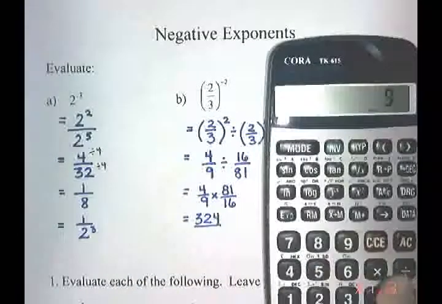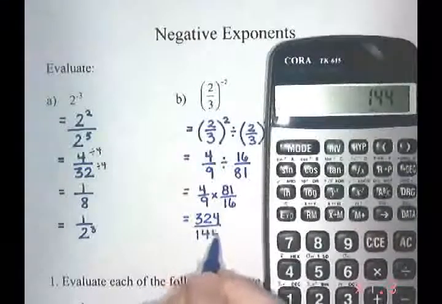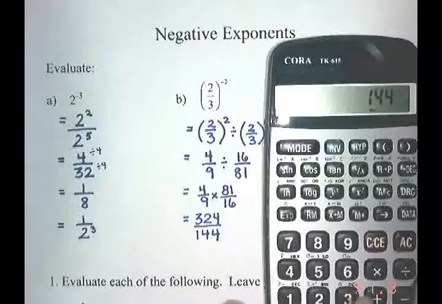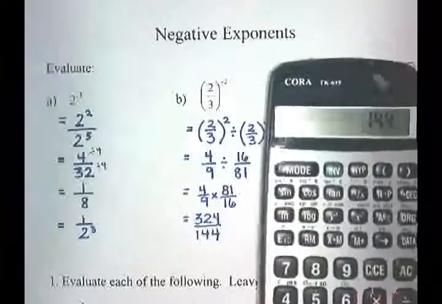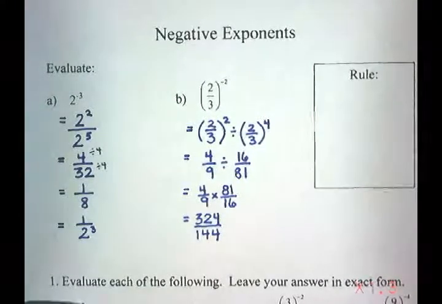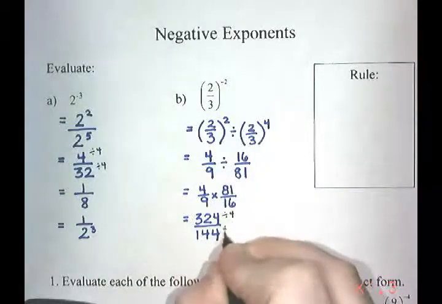And 9 times 16 is 144. So what I want to do is see if that will reduce at all. I notice that they're both even numbers, and if I try dividing them by 4, they both actually do divide by 4. So I'm going to start by doing that. I'm going to divide the top by 4 and the bottom by 4.